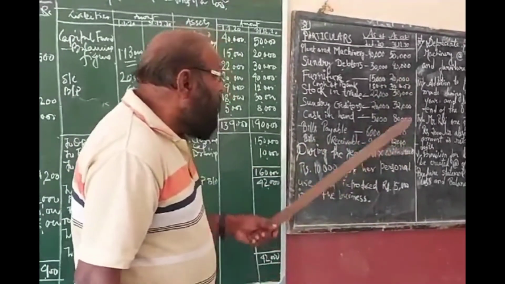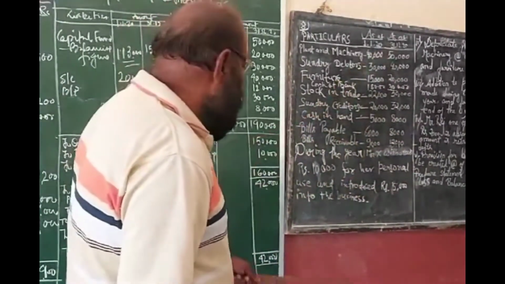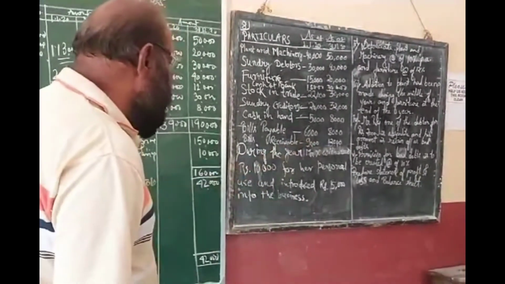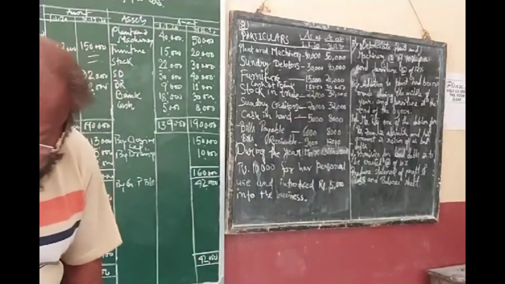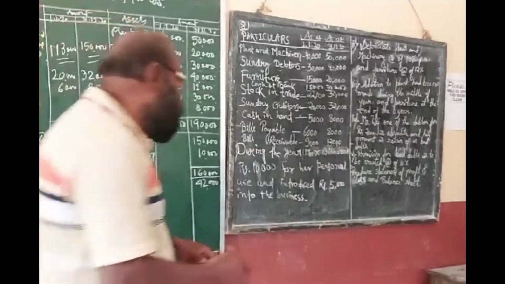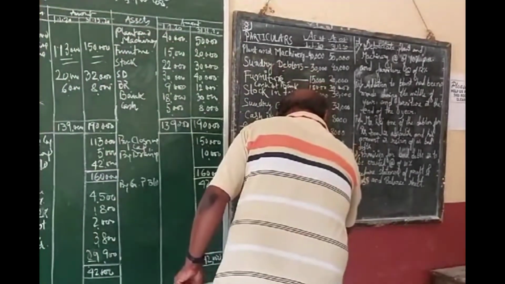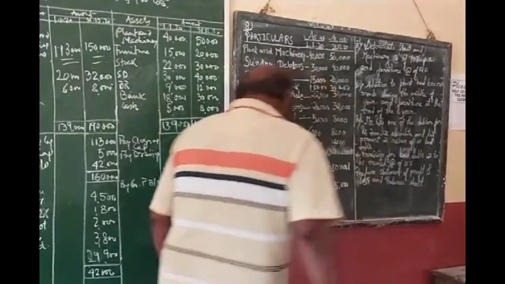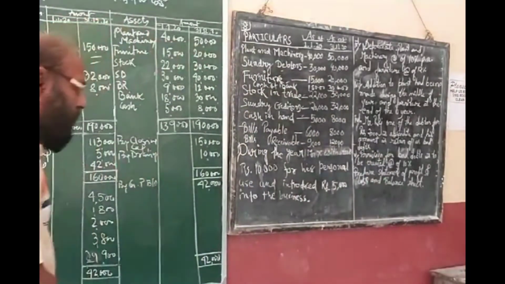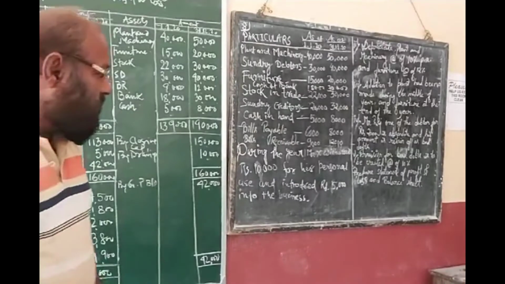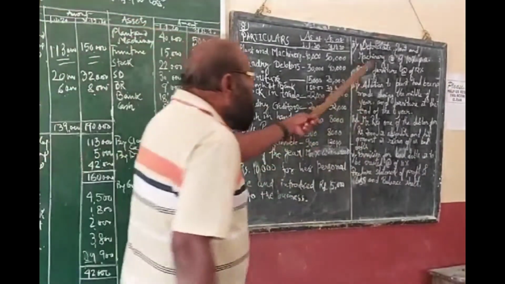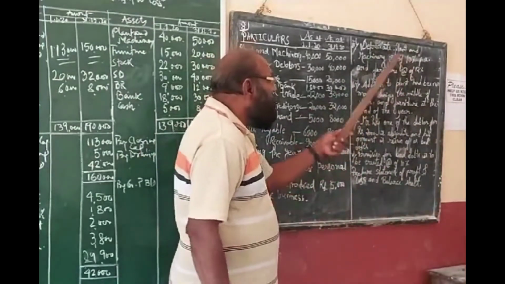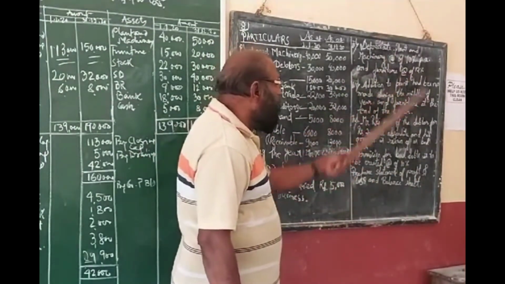Okay. Now there is other information given. Number 1, during the year, Mr. X withdrew 10,000 for his personal use, and introduced rupees 5,000 into the business. There is a further capital. Next, number 2, additional information: depreciation, plant and machinery 10% per annum, furniture 12% per annum.